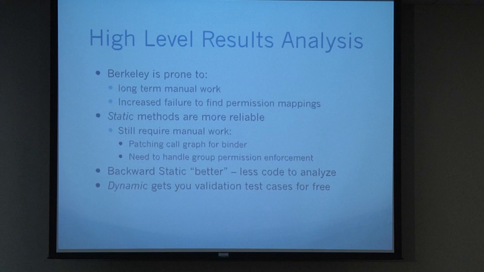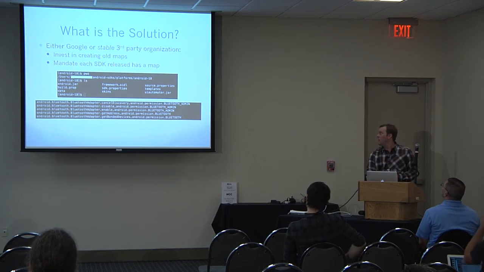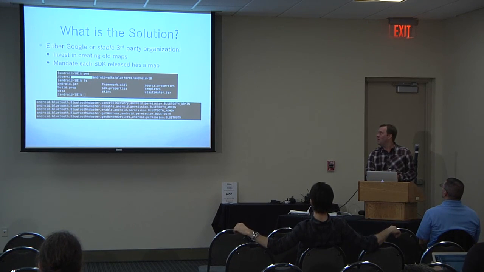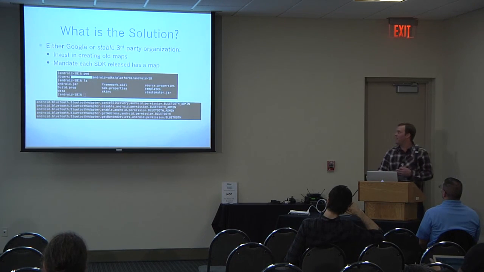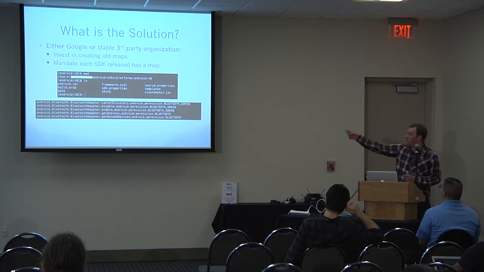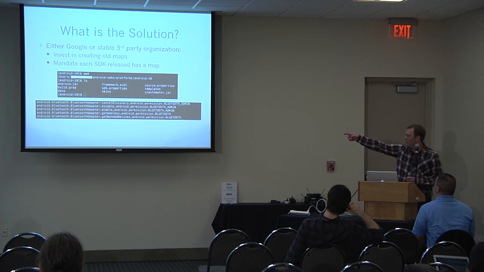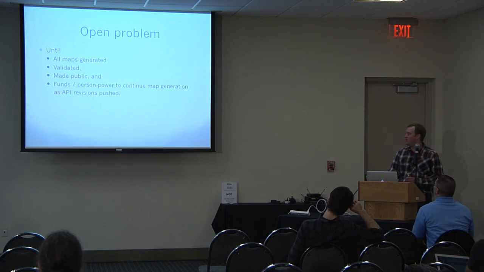Let me just finish with this. These two things are the most important part, in my opinion. So what is the solution? Either Google or a stable third-party organization is going to maintain this map. They're going to have to invest in creating the old maps that are valid and mandate that each SDK released has a map. I believe it should just be in the platform's Android rev in that directory. It should look something like this. You have the API call on the left, and then the permission on the right. Flat file, easy to grep. You can diff it between different versions, that kind of thing. But it's still an open problem.